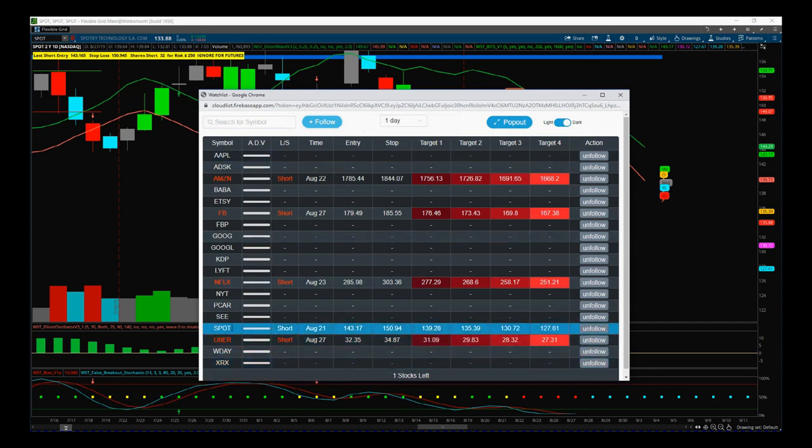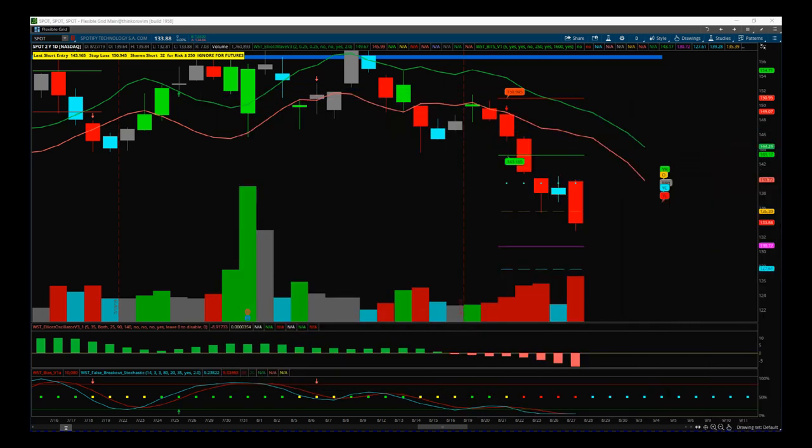As you can see, SPOT had a short signal on August the 21st at 143.17, with a stop loss of 150.94, and then target levels 1, 2, 3, and 4 for this short. So what does this look like on a chart? So this was the signal here.